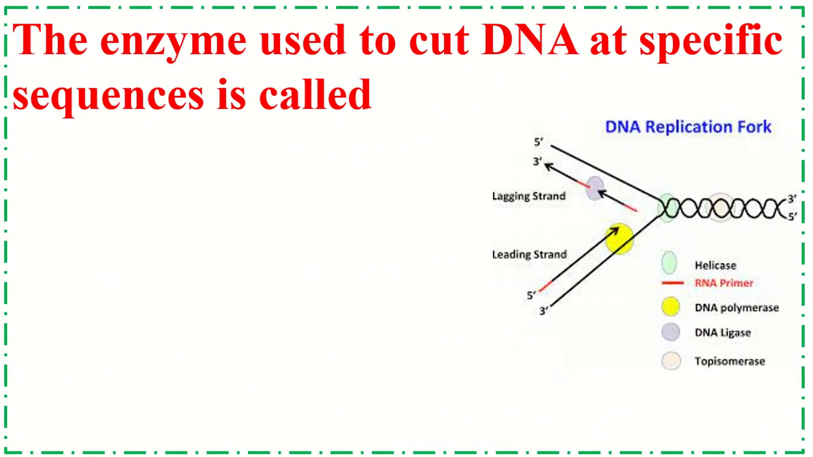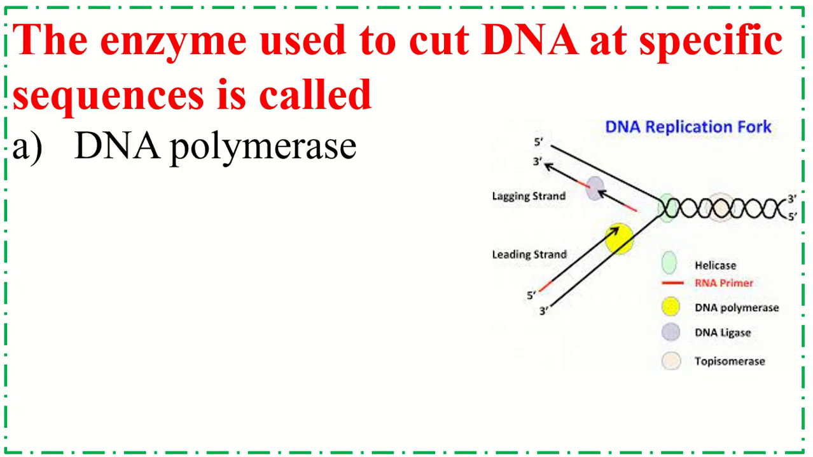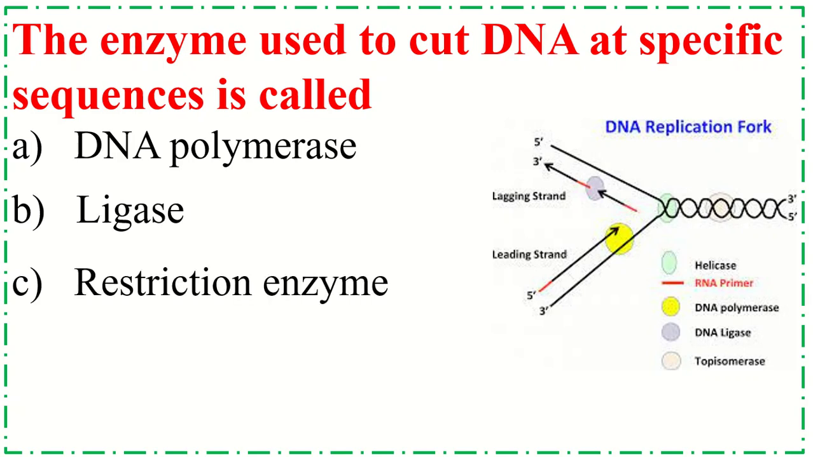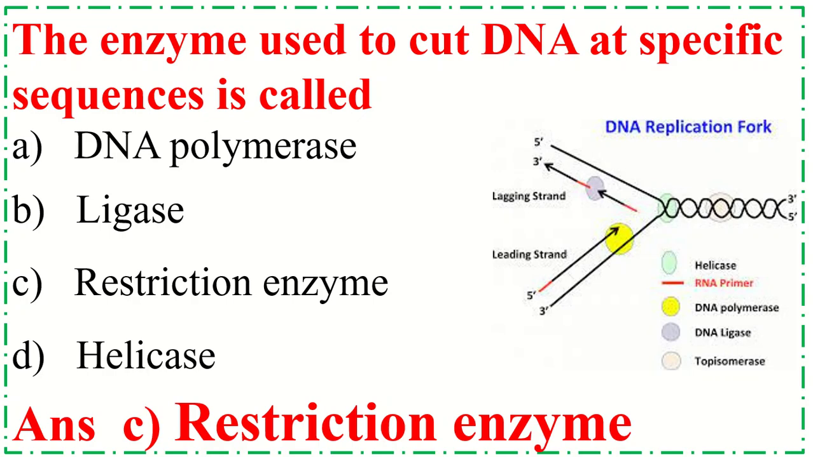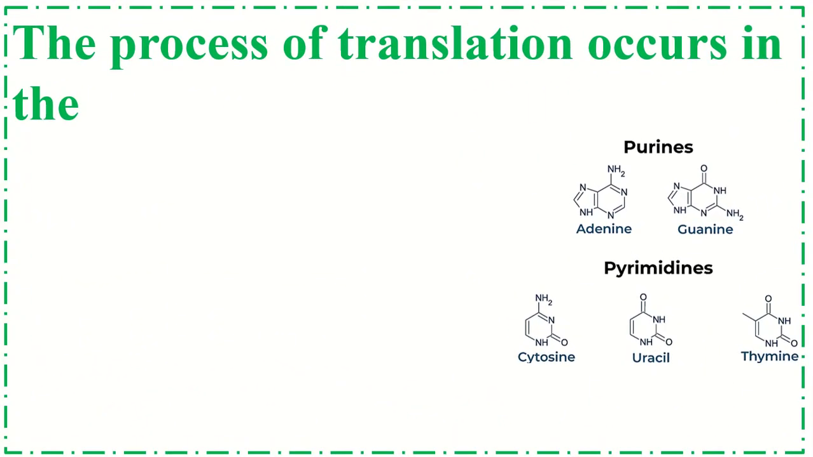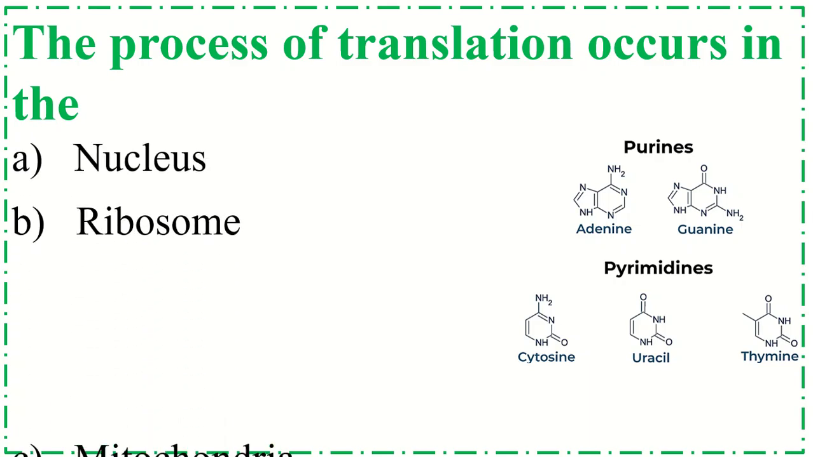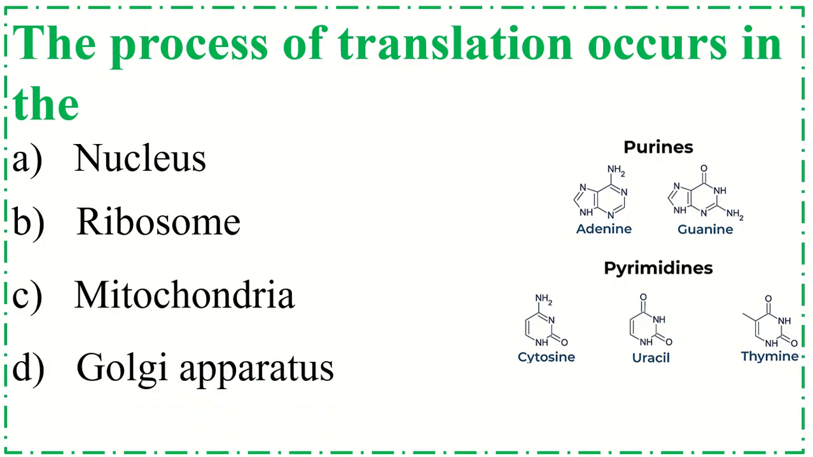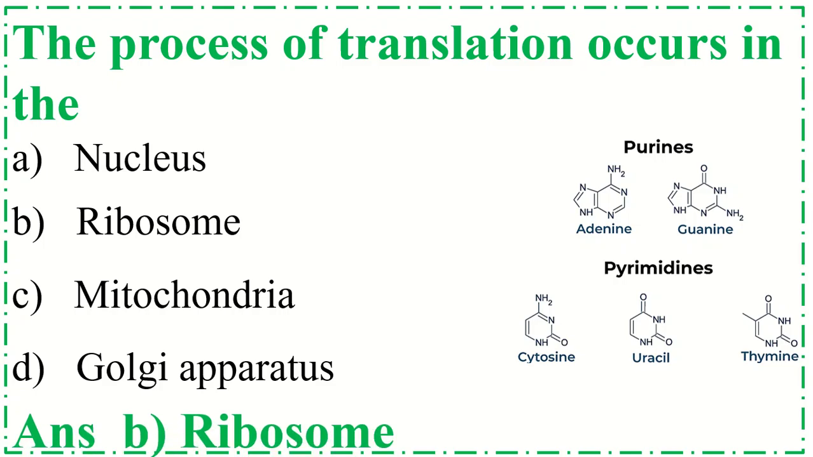The enzyme used to cut DNA at specific sequence is called option A DNA polymerase, option B ligase, option C restriction enzyme, and option D helicase. So the correct option is C, restriction enzyme. The process of translation occurs in the option A nucleus, B ribosome, C mitochondria, and D Golgi apparatus. So the correct option is B, ribosome.